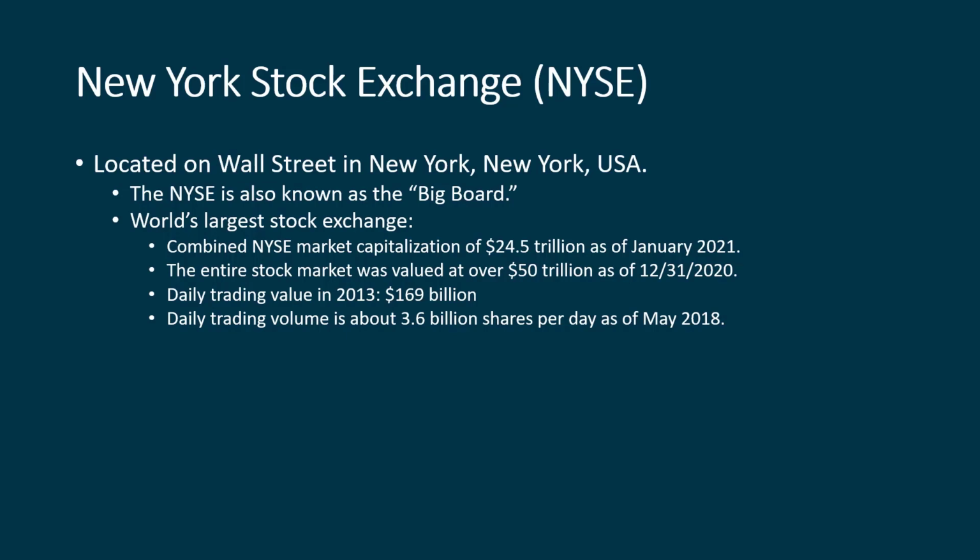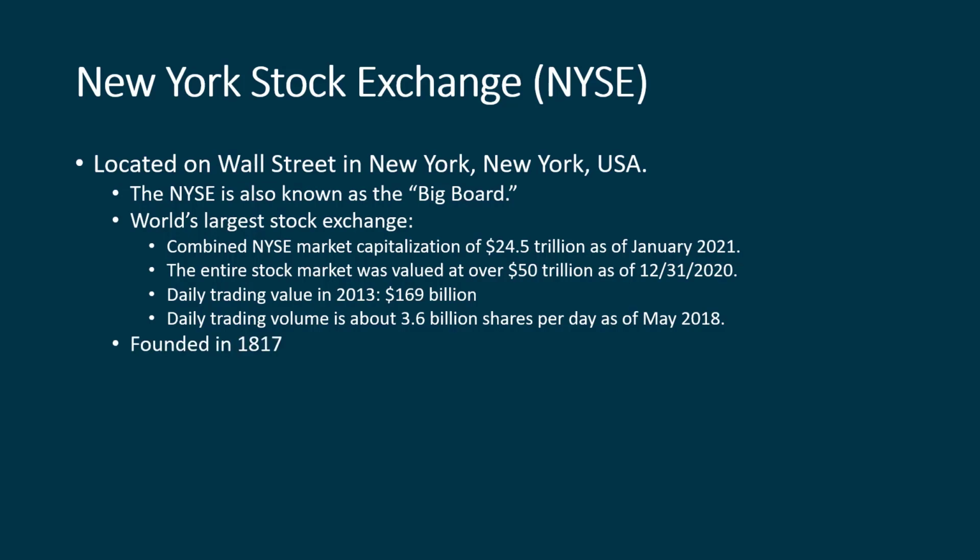Daily trading volume is about 3.6 billion shares per day as of May 2018. Throughout this course, I'll go through some other instances where I talk more about volume. But when we're looking at the S&P 500 itself, usually if it has anything under 1 billion shares traded each day, that's considered a slow day. There are other days when it might be 2, 3, 4, 5, 6 billion shares that go back and forth.